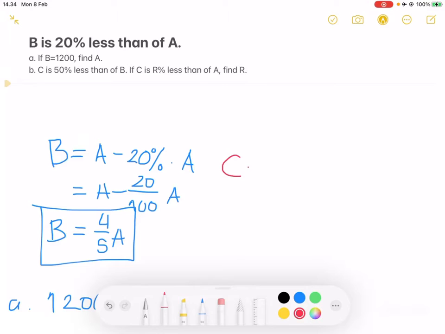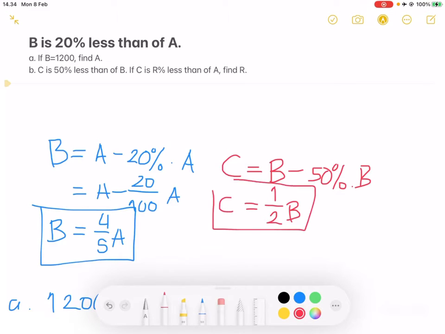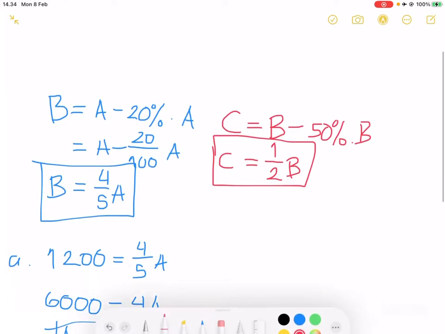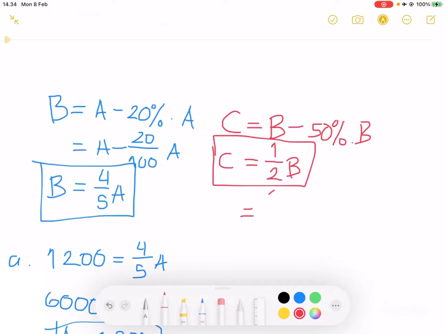So we have C obtained by decreasing the original value, which is B, minus the amount of decrease, which is this 50% times B. Simplifying this further, we can just get that C is a half of B. And then knowing that B is equal to 4 over 5A, we just substitute that in to get a half multiplied by 4 over 5A.